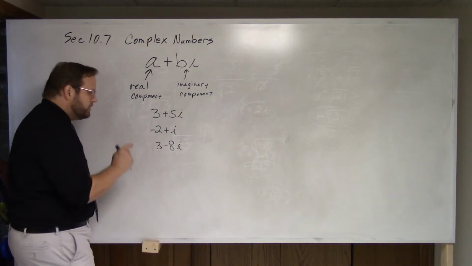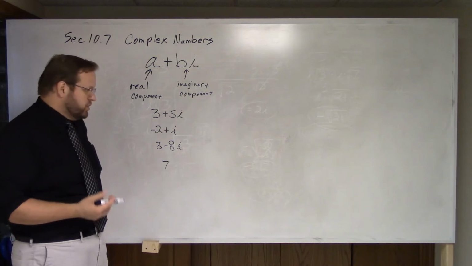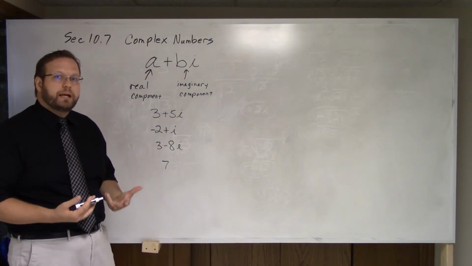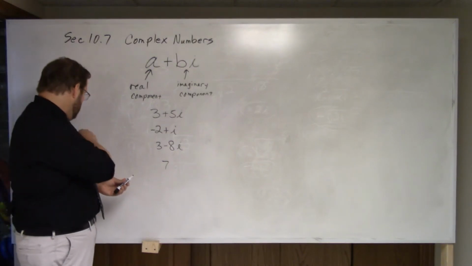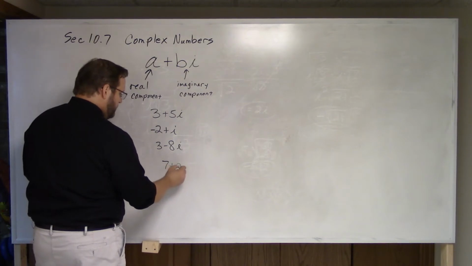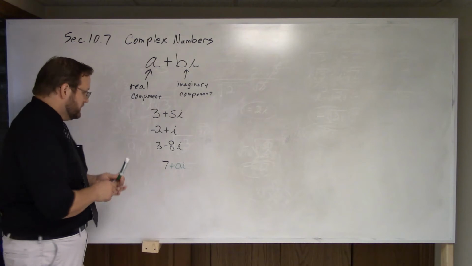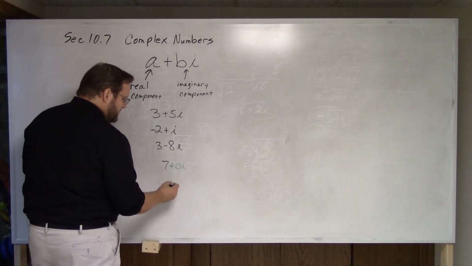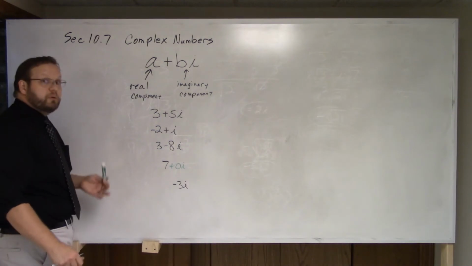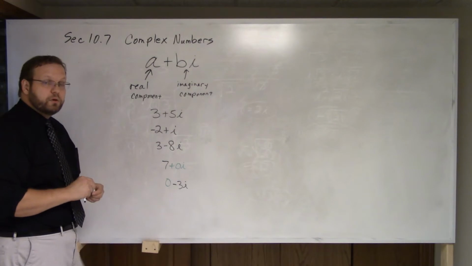Okay, it could also be 7. Okay, that's just a normal, natural 7. But it's also complex because if we needed to, we could always put plus 0i. Okay? Same thing if I had just a negative 3i. It's imaginary, but it's also complex because I could just say, well, my real component is 0.